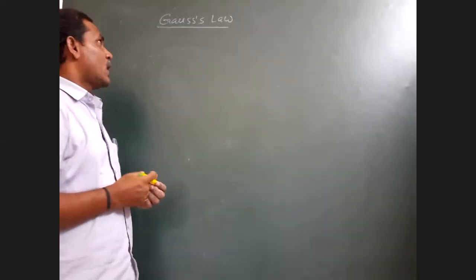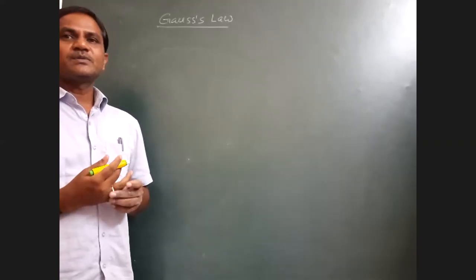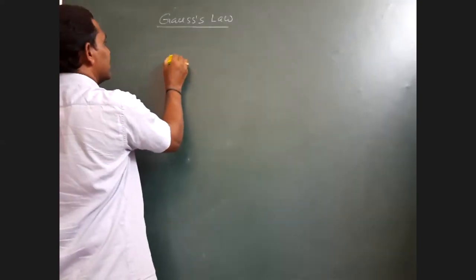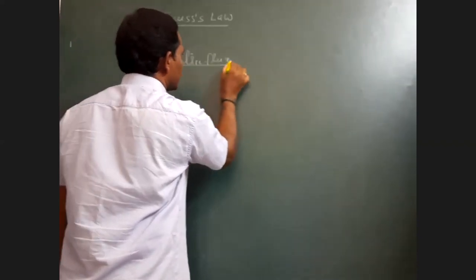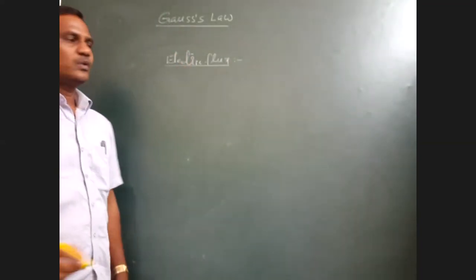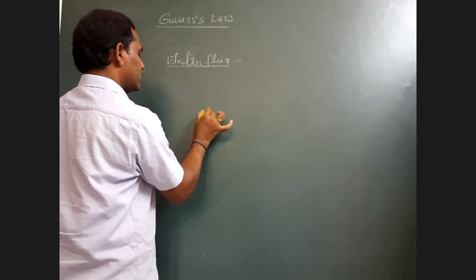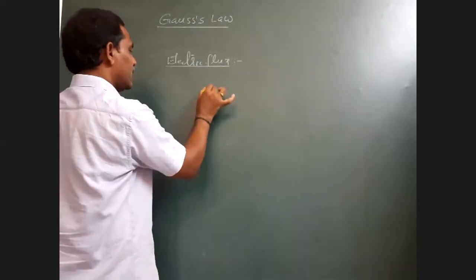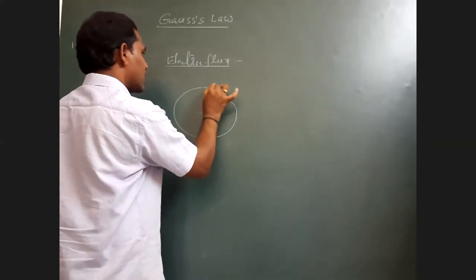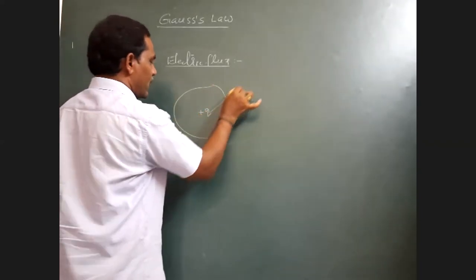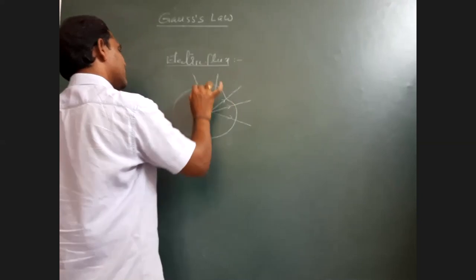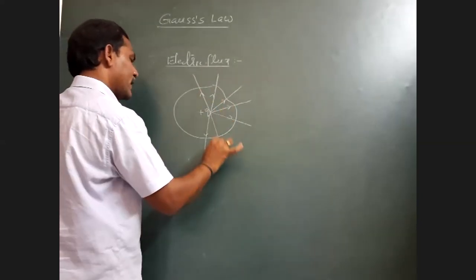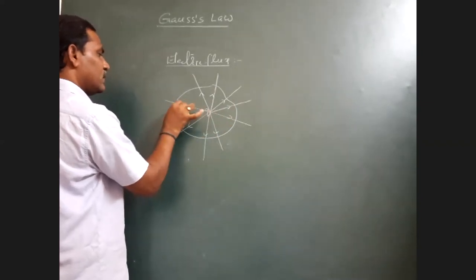Now, under the introduction, let us see first the concept of electric flux. What is the concept of electric flux? Electric flux is nothing but the number of electric lines of force passing through the given surface area. For example, I am considering a point charge plus Q. Around this is a closed surface. Due to the positive point charge, the electric lines of force move away from the charge like this, in the radially outward direction.